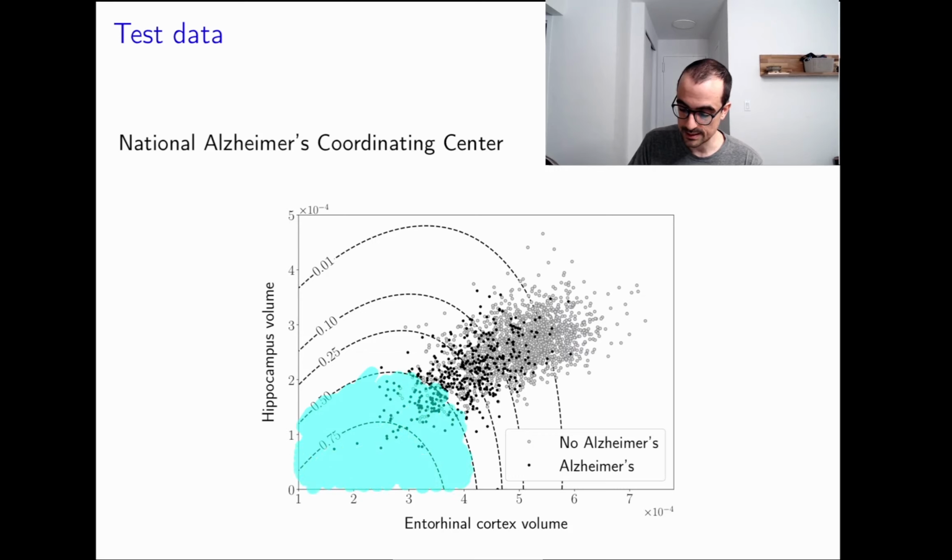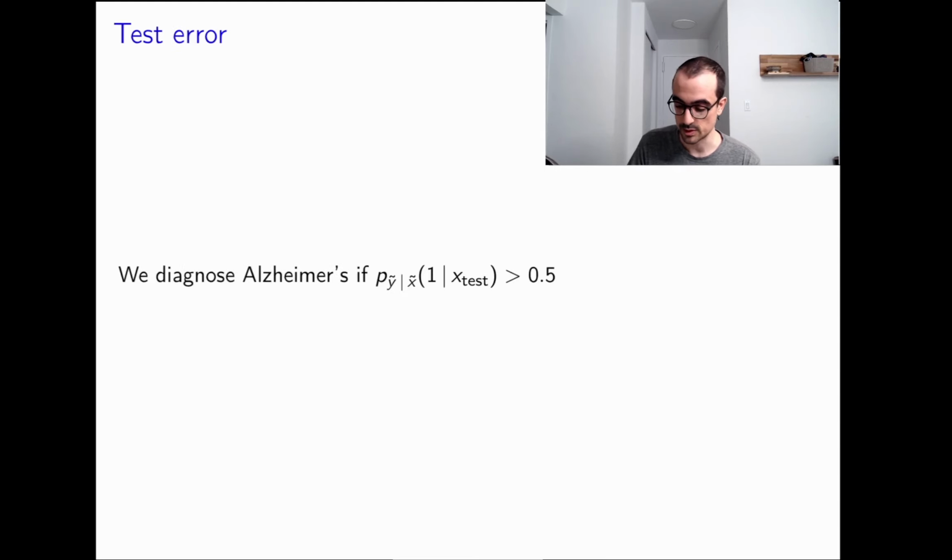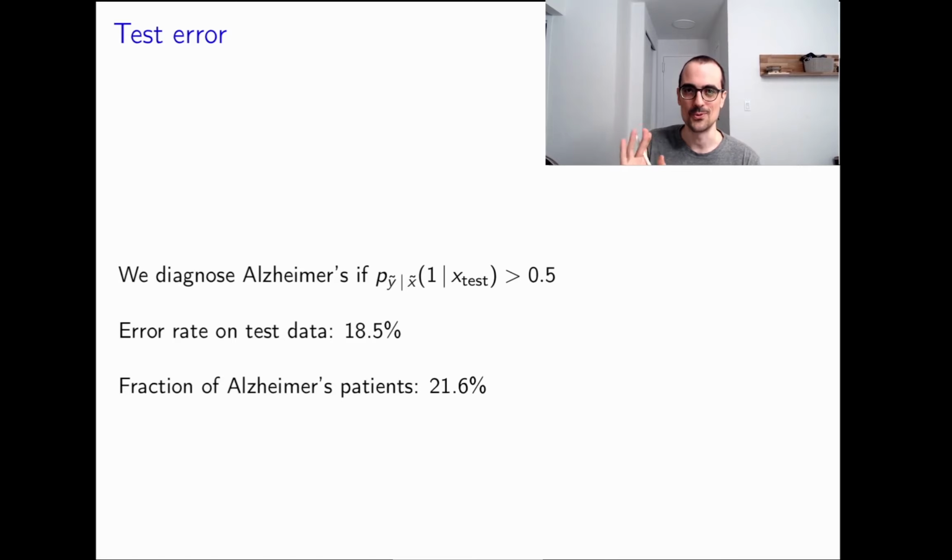What we see is actually that the error is pretty reasonable. Again, we diagnose if the model tells us that the probability of Alzheimer's is above 0.5. Our error here is 18.5%. This looks amazing compared to the previous one, but in this population there are fewer people with Alzheimer's, so we should hold our horses. If we just said that no one has Alzheimer's, we would have a fraction of errors of 21.6%. With our algorithm, we achieve 18.5%, which is significantly better, but still not as spectacular as you might have thought.